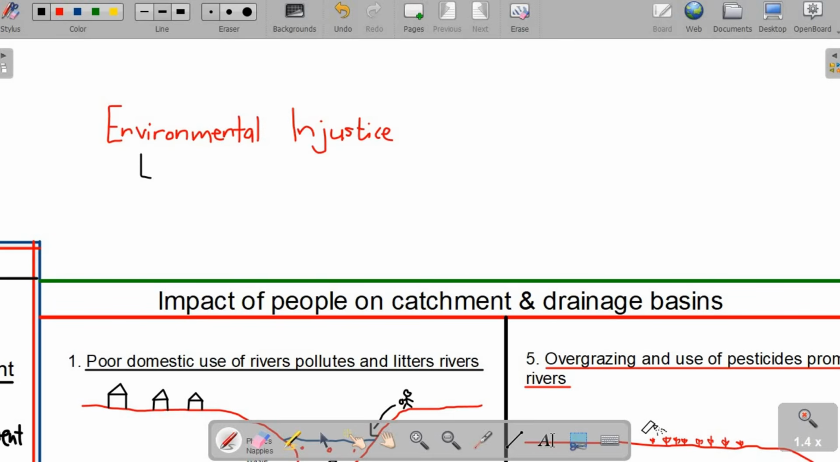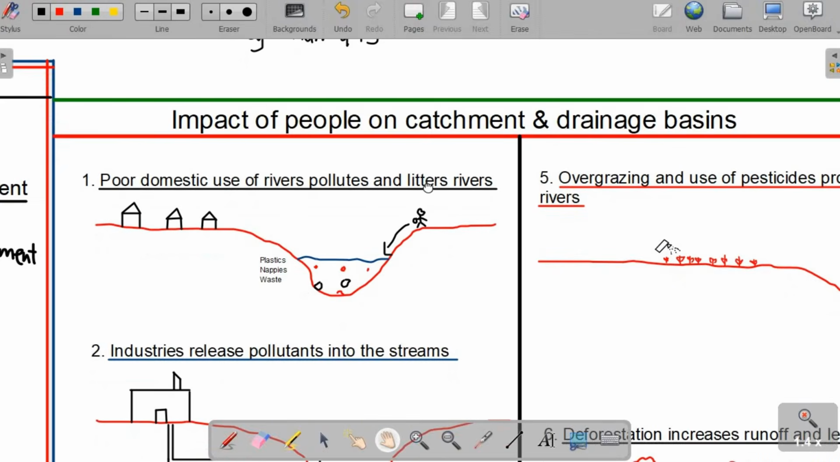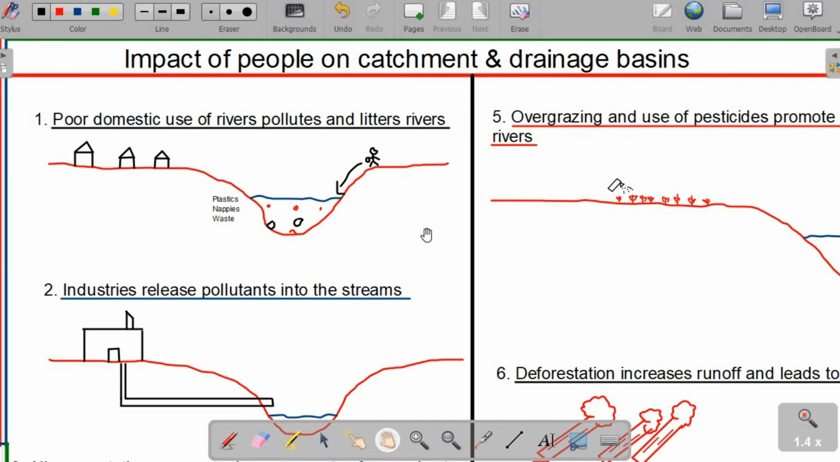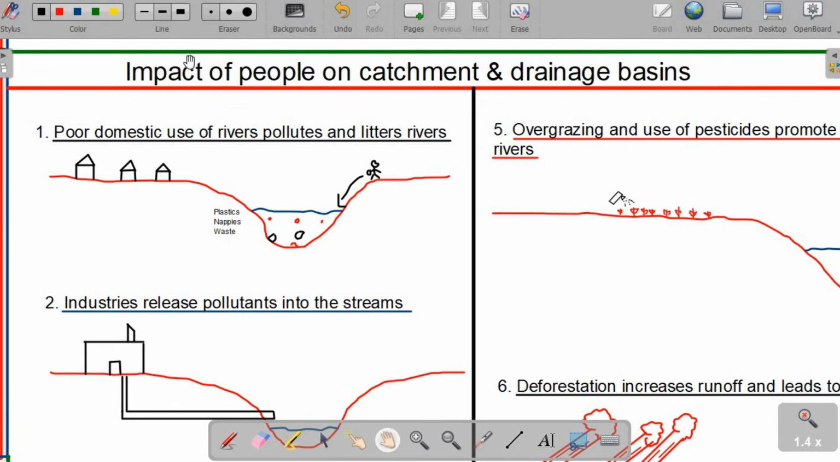This is the poor management of natural resources, or we can say it's the poor treatment of natural resources by humans. We do not treat the environment with enough care, considering how much it does for us. So that's what we are going to talk about now, the impact of people on catchment and drainage basins.